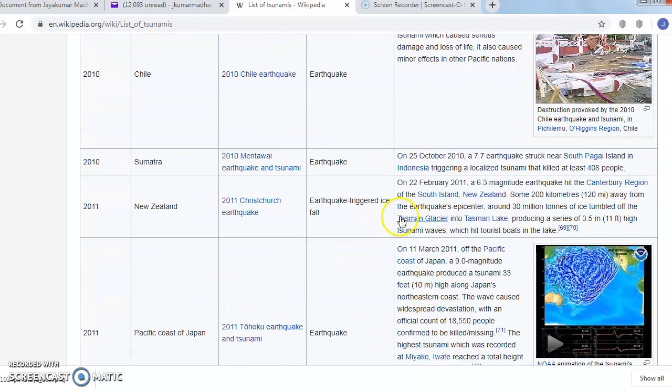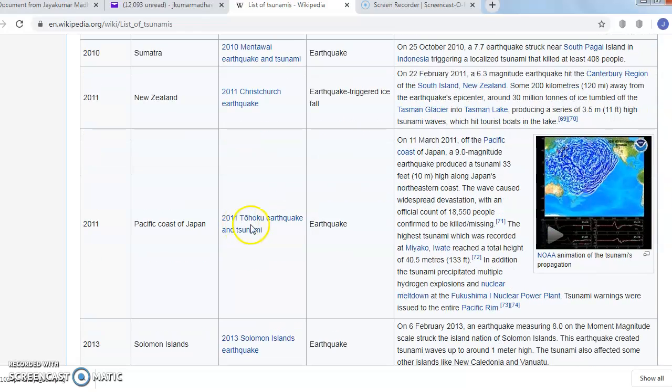And in 2011, please note again, it is 2011, on the Pacific coast of Japan, and the reason is an earthquake itself. This tsunami took the lives of 18,550 people, and this is mainly due to the earthquake problems. So tsunamis are very dangerous natural disasters, which are generally very difficult to predict and very difficult to handle in case an event occurs.